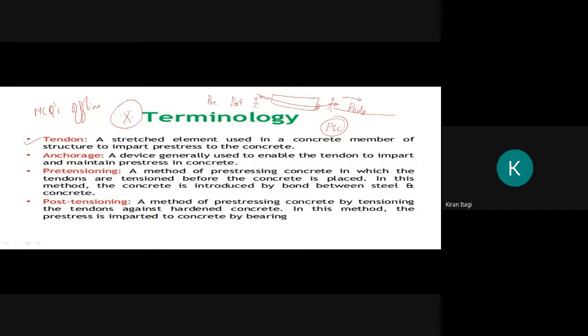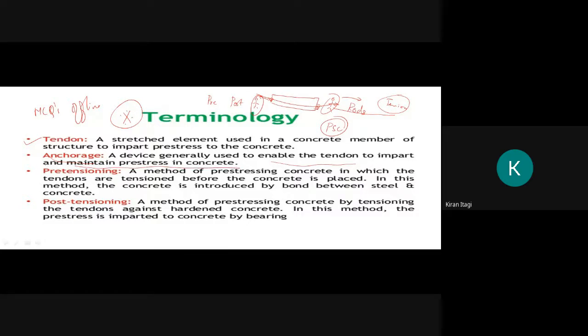Here we use some anchorages such that the tendons or the cables will be under tension. So here the person will not be pulling. We have some devices for applying the tensions. To keep this tendon in a tension position, we use some anchorages. Anchorage: a device generally used to enable the tendon to impart and maintain pre-stress in the concrete.